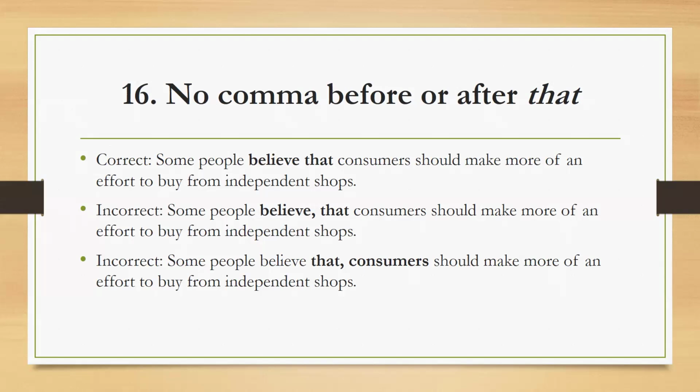So correct English: some people believe that consumers should make more of an effort to buy from independent shops. It would be incorrect to write, some people believe, comma, that consumers should make more of an effort to buy from independent shops. In the same way, it would be incorrect to say, some people believe that, comma. When the comma comes before the that or after the that, it is wrong.